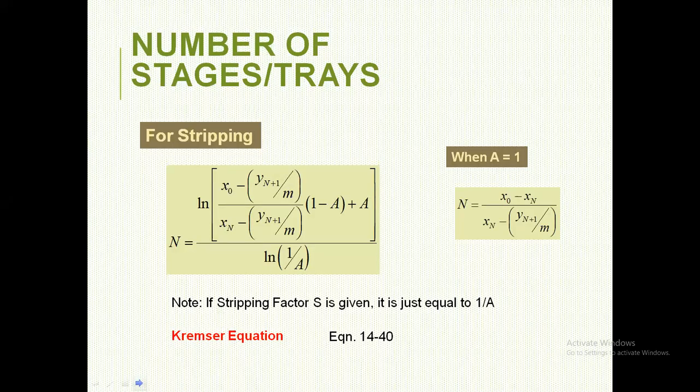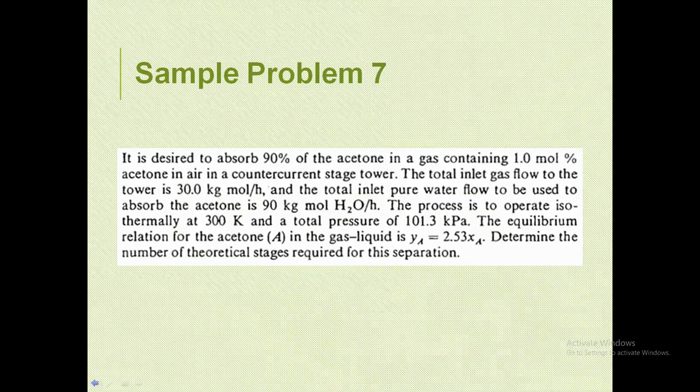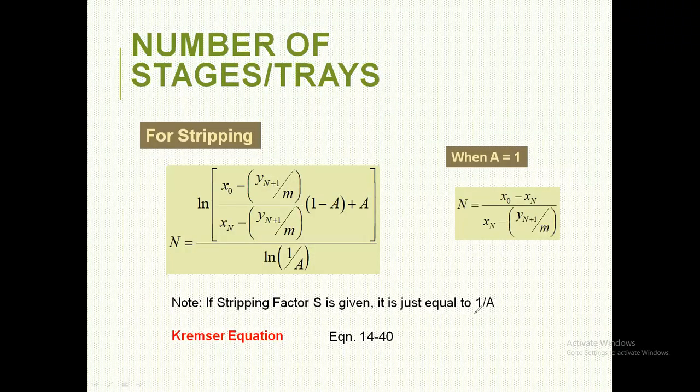Now, for stripping, you have a similar form of the Kremser equation. It's equation 14, that's 40 in your handbook. But this time, you will be using x instead of y here, and you have y already. Your A here is still the A that we have in the gas absorption equation. The reciprocal of this A is what we call the stripping factor S. So whatever is the computed value of A, if you are asked for the stripping factor, you simply invert it.